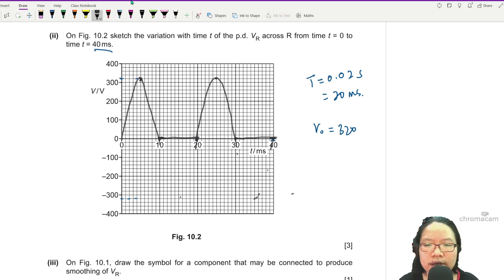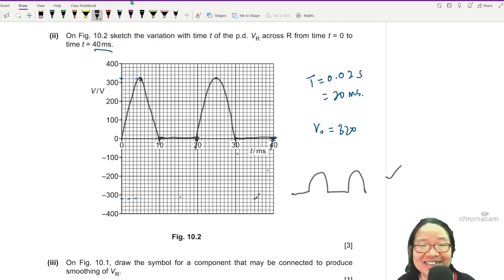Miss, can I draw like that? Don't have, don't have. This one is also okay. Miss, can I be special and draw cosine? I don't know, man. They give you a sine. Don't do like that. Okay, that one I don't know. I understand, but don't be special. A standardized exam is not the time to be special.